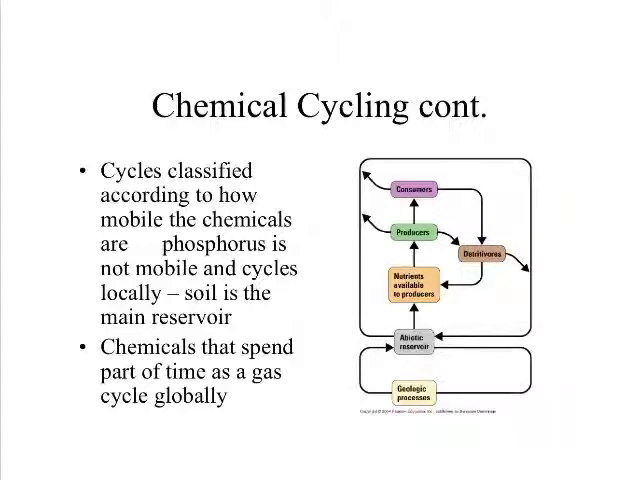Cycles are classified according to how mobile the chemicals are. So, for example, phosphorus is not found in the air. We don't find phosphorus as a gas, so it is only cycled locally within an ecosystem through the soil. The soil is the main reservoir for phosphorus. Now, nitrogen and carbon can both be found in the atmosphere, so they can cycle globally. They can be pushed around the globe and take part in biogeochemical cycles here in Marietta, as well as around the globe in China.